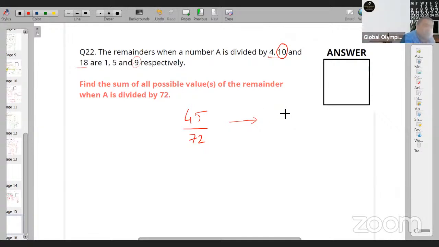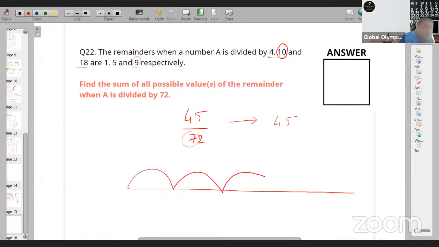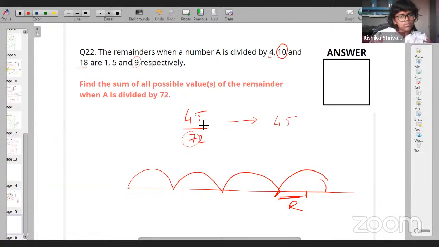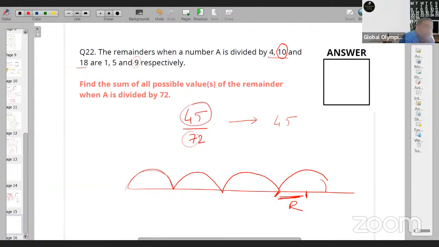The remainder is, Itishika, the remainder is 45 itself. Understand what the remainder is. When you divide by something, you jump by the divisor, and when you can't take another full jump and you would cross that number, the part left over from the previous multiple is called the remainder. In this case, because 45 is small, you cannot take a full jump.